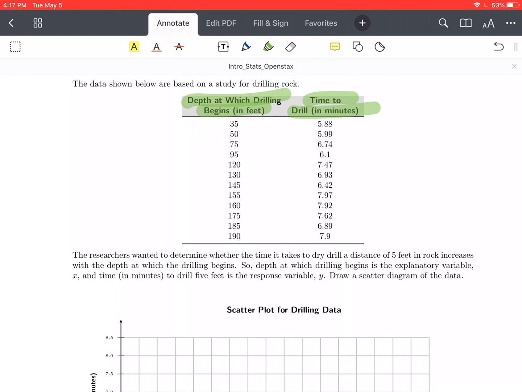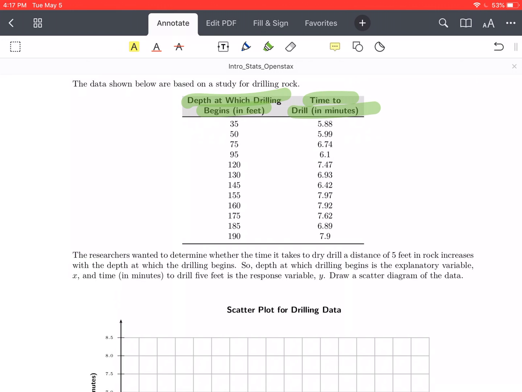So the depth at which the drilling begins is the explanatory variable, x, and the time in minutes to drill 5 feet is the response variable, y. Draw a scatter diagram for this data. In essence, they're trying to determine if I go deeper and deeper into the rock, does it become harder and take longer for me to drill into it?